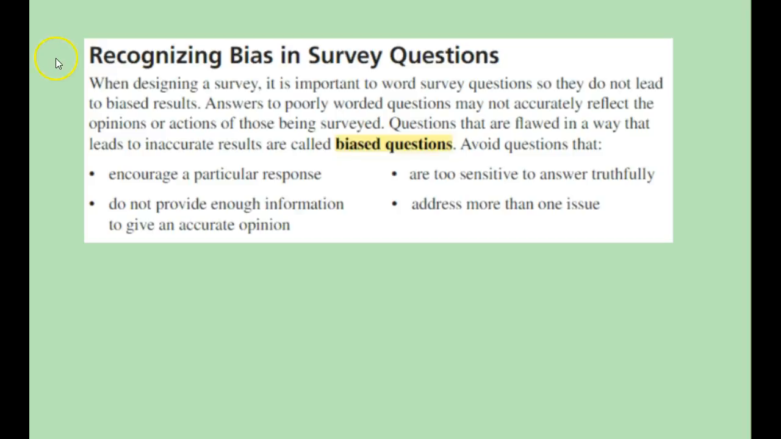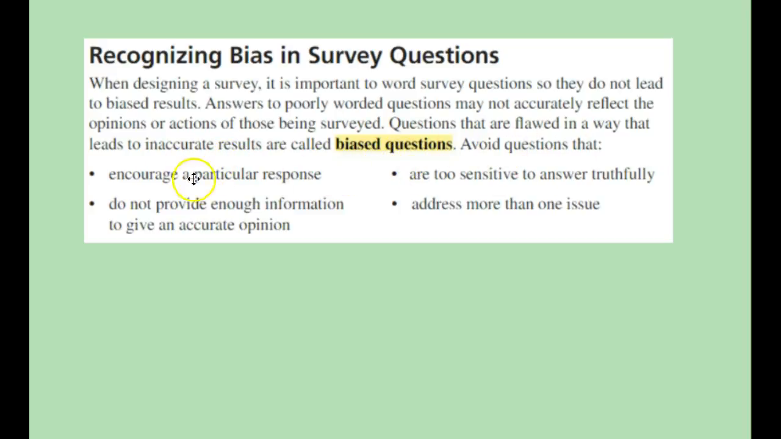Now we're looking at bias in survey questions. That's our last learning target. When you're creating a survey, you want to create a survey without any bias because you want to have some valid data to support your arguments or to share out. There are certain survey questions that are considered biased questions. And those biased questions lead to inaccurate results.